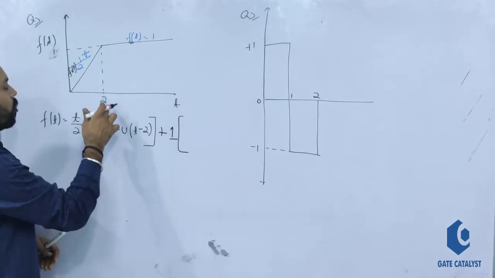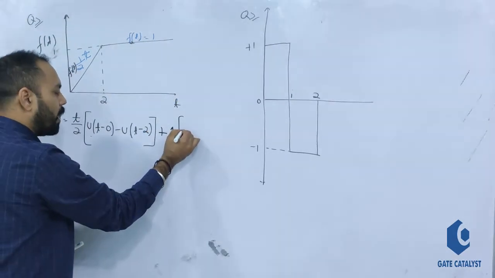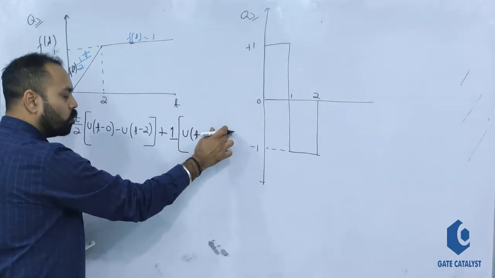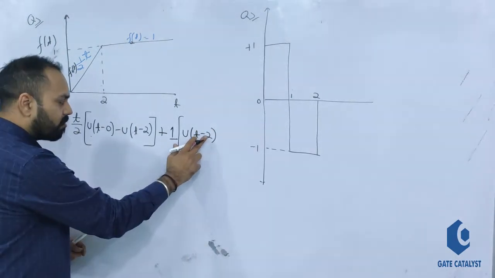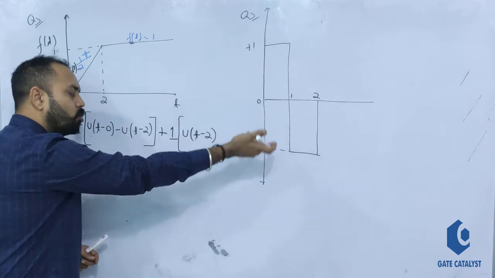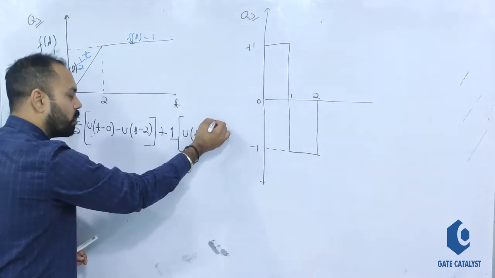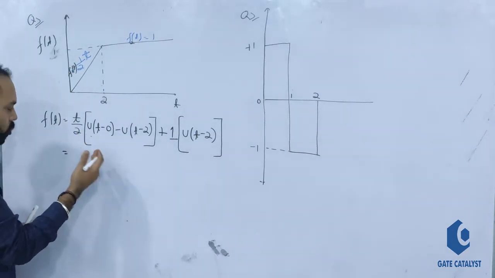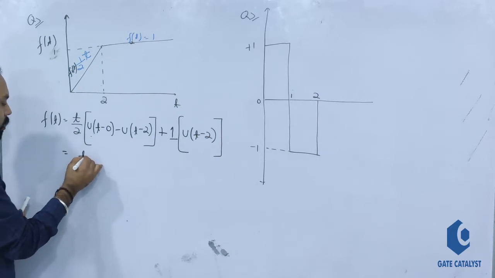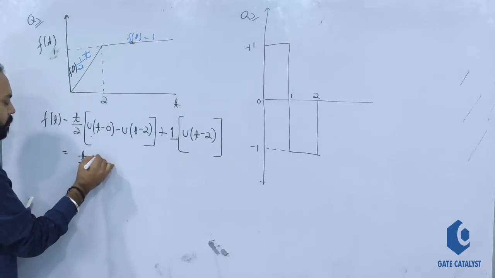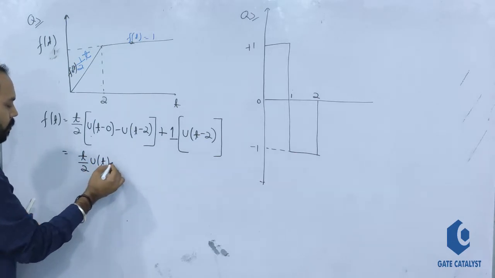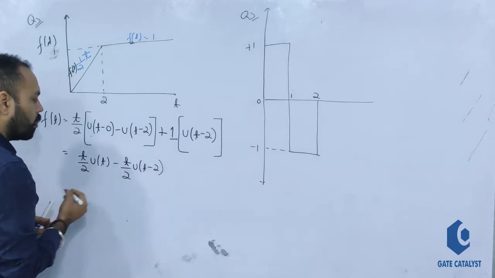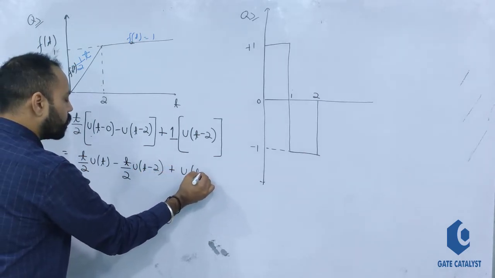Okay. And 1 is present from 2 up to infinity. So you should write this as u(t minus 2) and leave it as it is. Don't write minus u(t minus infinity). There is nothing. It means that something is present after time 2 and then it is always present. So there is no need to write u(t minus infinity). Okay. Now, if you open these brackets, you are going to get t by 2 u(t) minus t by 2 u(t minus 2) plus u(t minus 2).